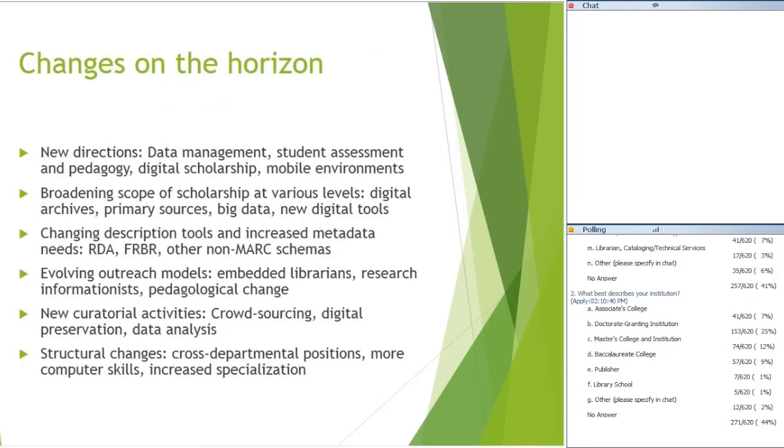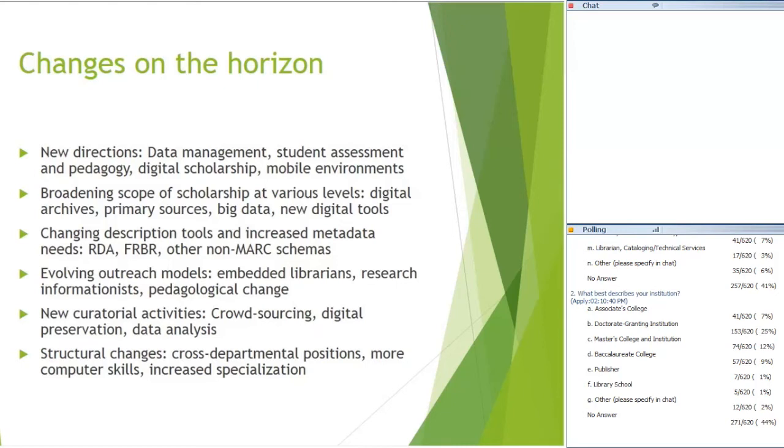And then we talk also about the things that are changing, which is a much longer list, and a list of things that are coming up on the horizon, including new directions in all sorts of areas: data management, mobile environments, digital scholarship, broadening scopes of scholarship. We're seeing more work on primary sources and digital archives, a need to understand big data and how we archive it and how we service our users for it. New digital tools that our users are coming to us for and that are changing constantly. Changing description tools beyond MARC: RDA, Ferber, other non-MARC schemas.